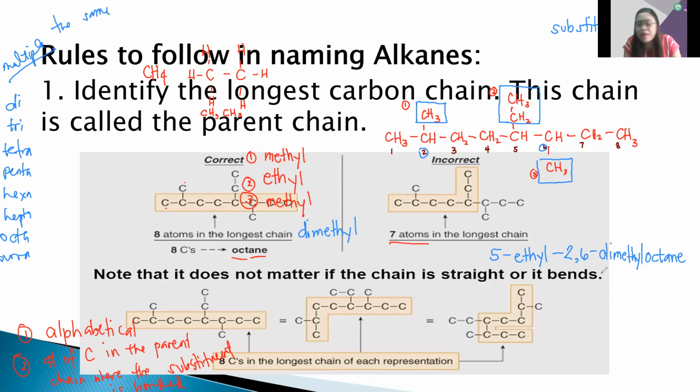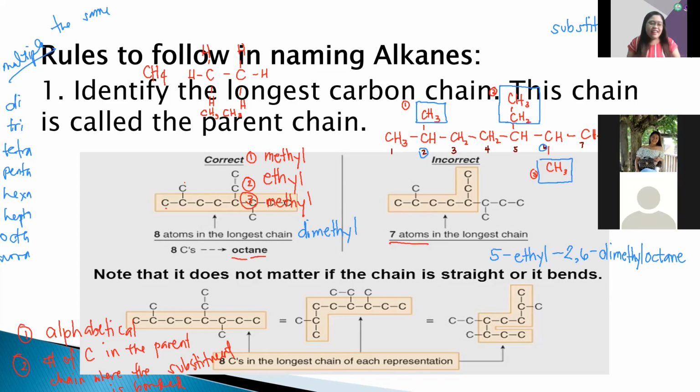Wala na siya space. Dimethyl octane. So, this is now the correct name of this organic compound. Again, we call it 5-ethyl-2,6-dimethyl octane. Questions about our alkane here? Any question? Wait lang.